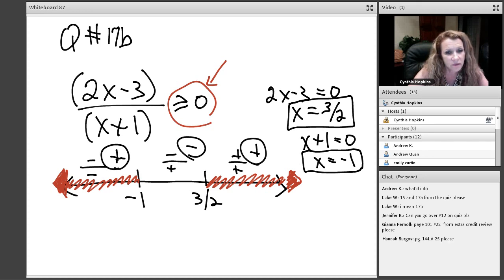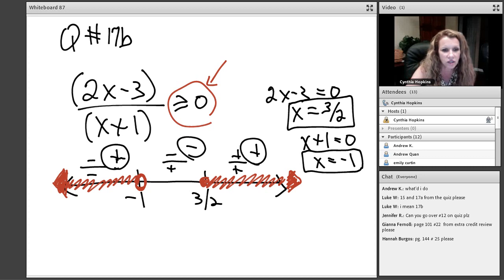So because of the equal sign, I suspect some people are going to put closed circles on both of these. However, the -1 came from the denominator, and we never want to divide by 0. Ever, ever. That's considered undefined. So on -1, I need an open circle, but then on +3/2, I get a closed circle. So the closed circle is because of the equal sign.